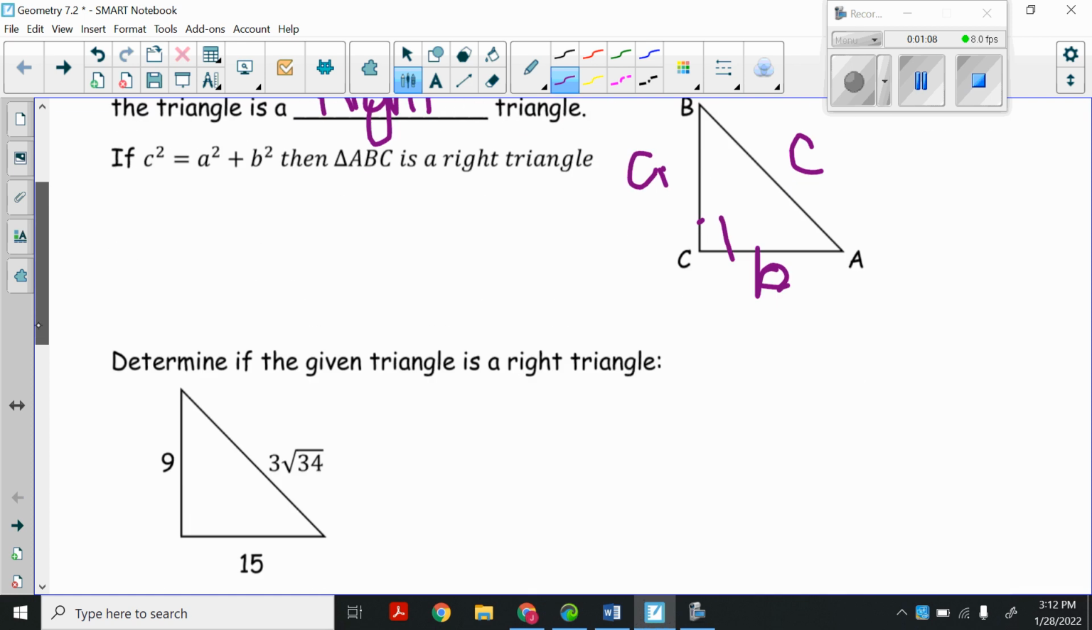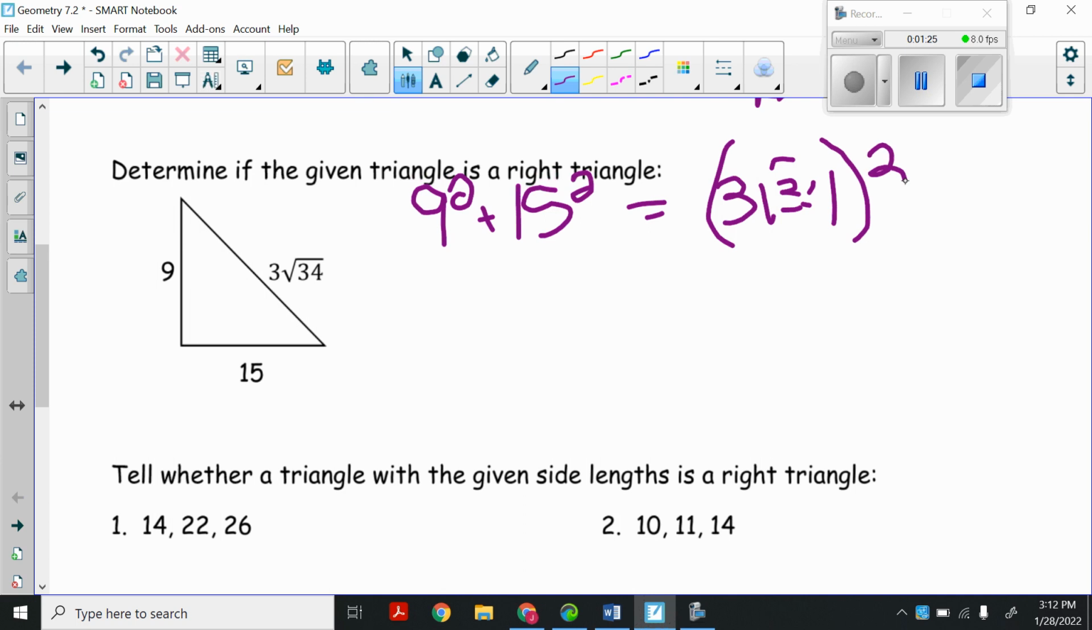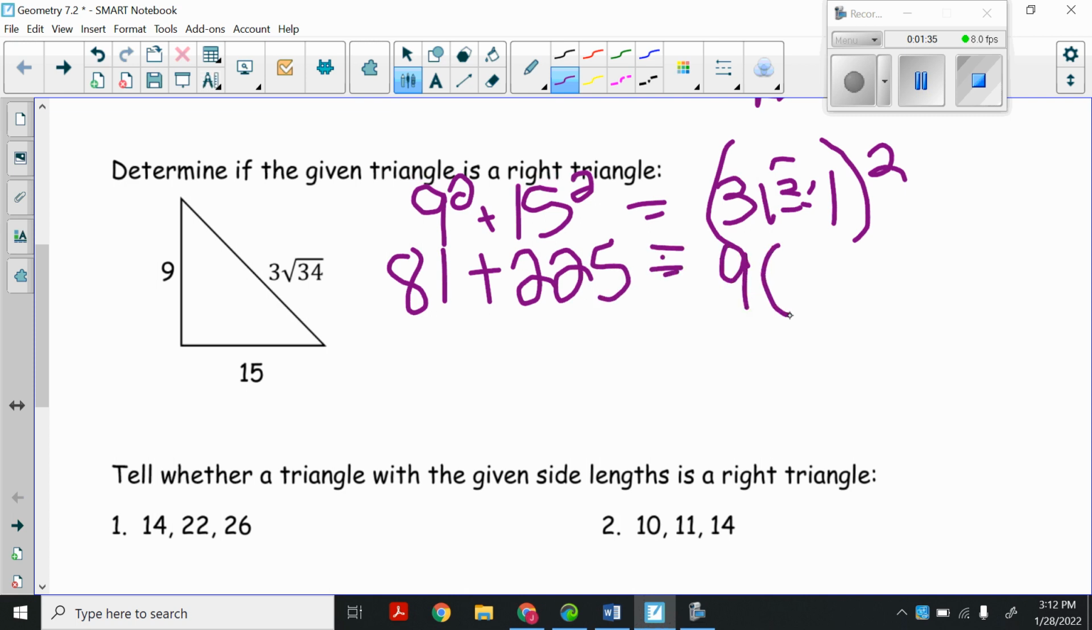So our first example, it says, determine if the given triangle is a right triangle. So I'm looking for, does 9 squared plus 15 squared equal the square root of 34 squared? That's what we're looking for. So 9 squared is 81. 15 squared is 225. Remember, over here, I square both of them. So 3 squared is 9. The square root of 34 squared is just 34.